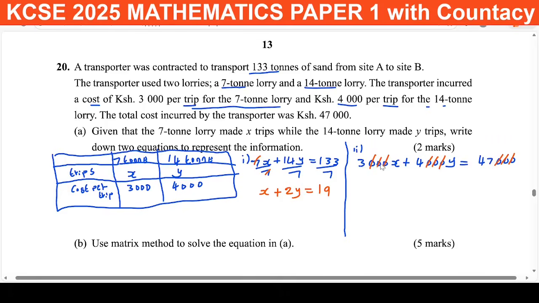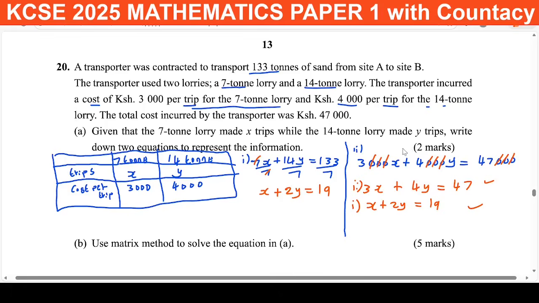Now you remain with a simpler equation, and that is 3x plus 4y is equal to 47. You see now this one is much simpler, and it looks a bit more friendly. So the second equation you get is this one, and also you get x plus 2y is equal to 19 as the other equation. And if you just write that, then you should be able to get all your full marks for that particular question.